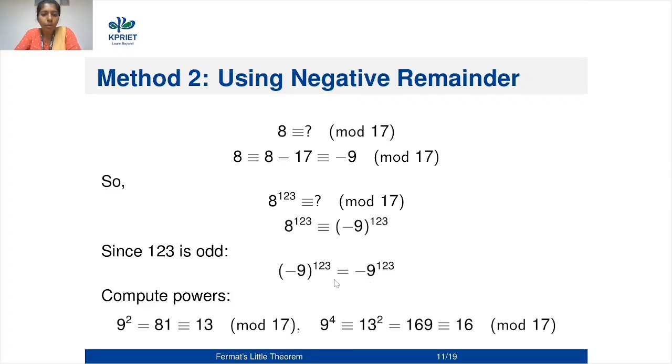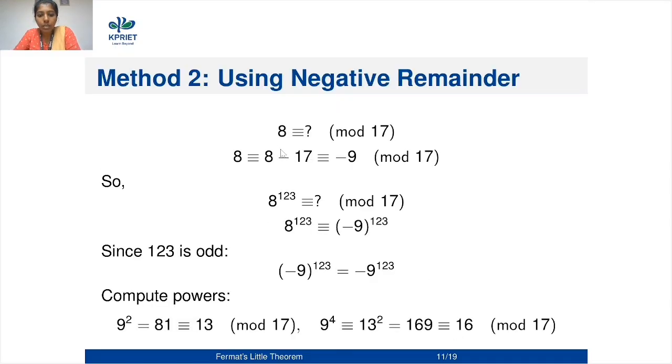Now let us focus on 9 powers. So we all know 9 square is 81. So when this 81 is divided by 17, the remainder is 13. And for 9 power 4, just square the remainders. So 9 power 4 is 13 square. So the remainder is 169. So when this 169 is divided by 17, the remainder is 16.